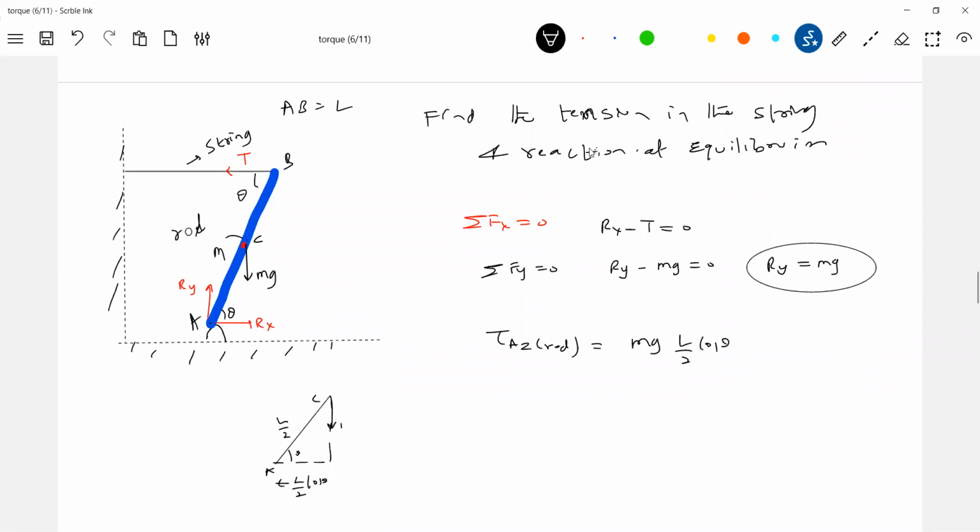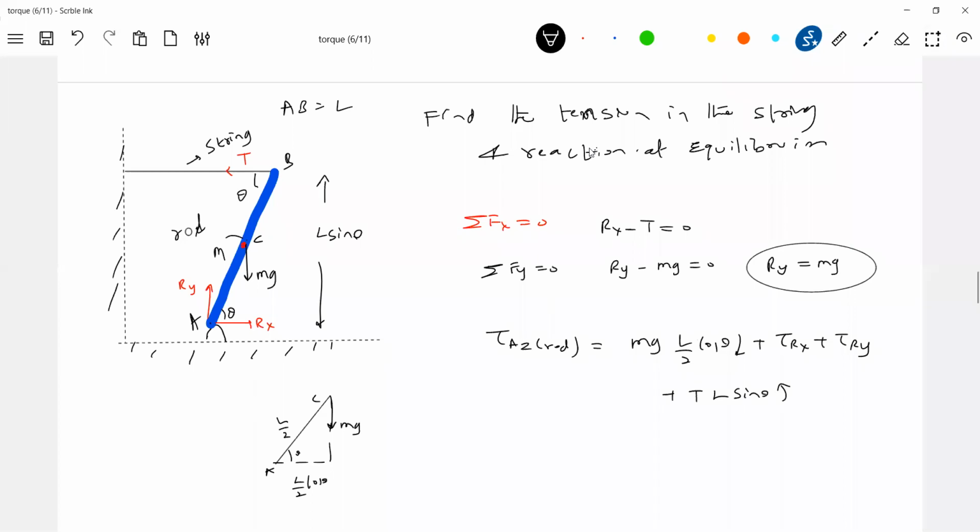Then Mg will act here. Then what is the torque? L by 2 cos theta into Mg, and it will be clockwise. Torque due to Rx, reaction Rx will be 0. Torque due to reaction will be 0. Let me put that also. Then torque due to tension, T into, what about this distance? L sine theta, since it will be like this.